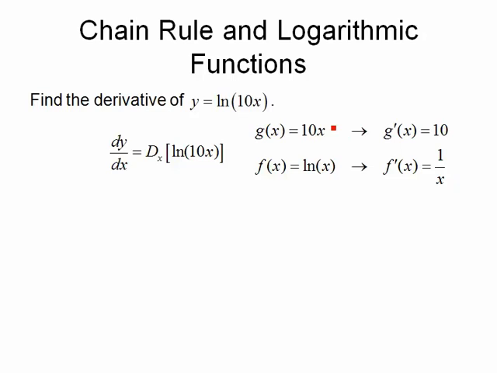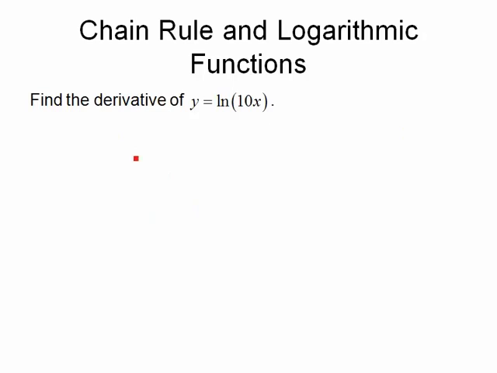So to complete my chain rule, I'm going to need to take f prime of x and put g into that, and then I'm going to need to multiply it by 10. That leaves me with 1 over 10x, so that's the f prime, and I put the g into it, and then I multiplied it times g prime. Right away you'll notice that a 10 will cancel out here, and that leaves me with 1 over x. So the derivative of ln of 10x is 1 over x.